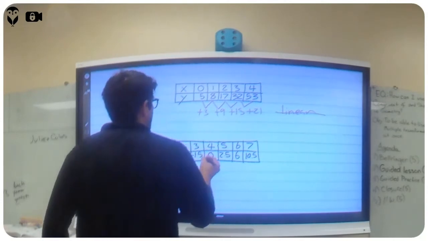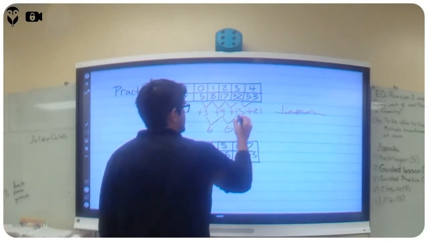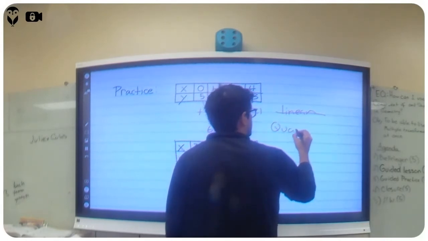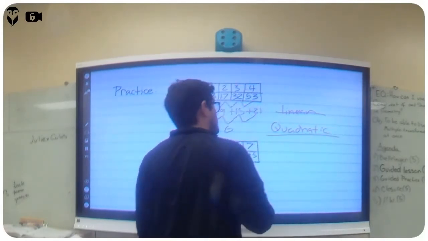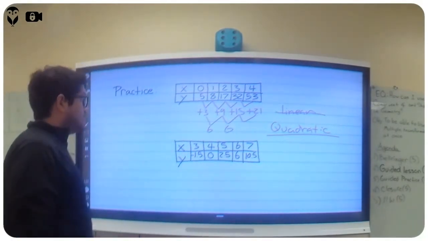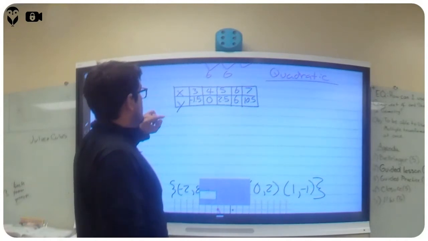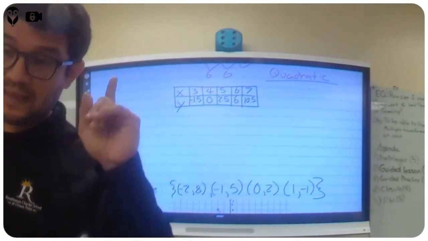Now we have to check again. 3 to 9 is 6. 9 to 15 is 6. And this last one is the same number as well. So this is quadratic. Cool. All right, so let's check this one now. I'll scoop it up a little bit. I want you to practice this one. I'll give you 3 minutes to do this one as well, and pause.